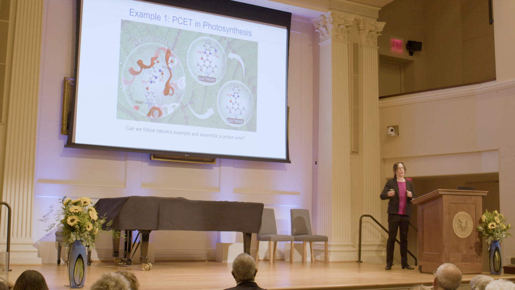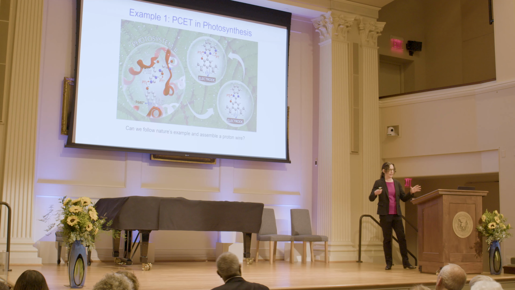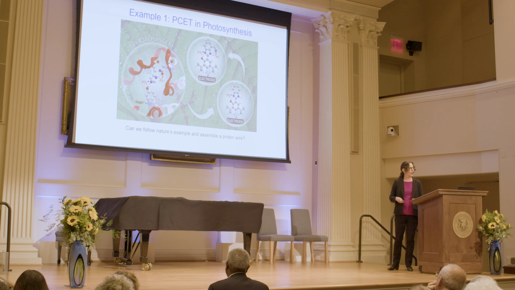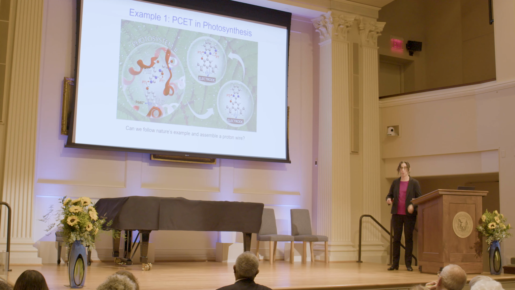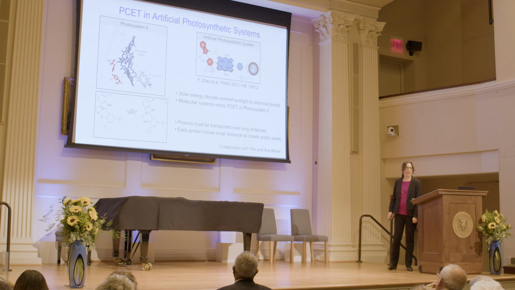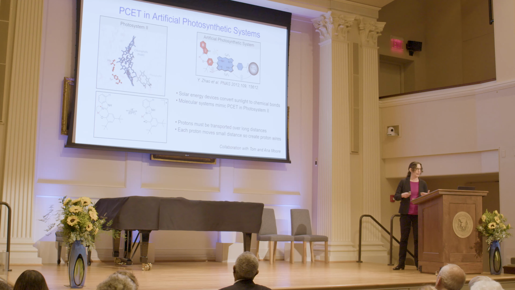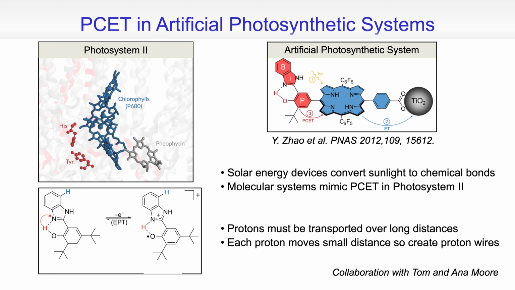Now we all know about electrical wires, where electrons are going through all of our electrical wiring in our houses. Well, these are proton wires where we get protons to move along a wire. And the reason that we care about this is because many solar energy devices, which convert sunlight to chemical bonds, require the movement of protons over long distances. So this was a collaboration with Tom and Anna Moore, and they've been designing artificial photosynthetic systems.